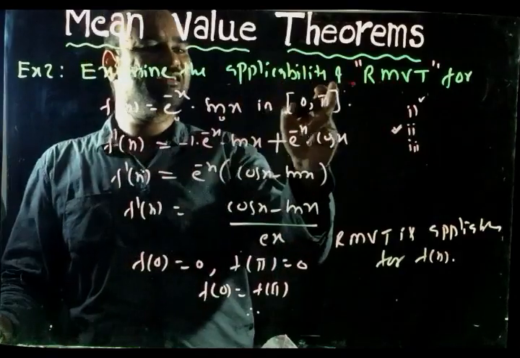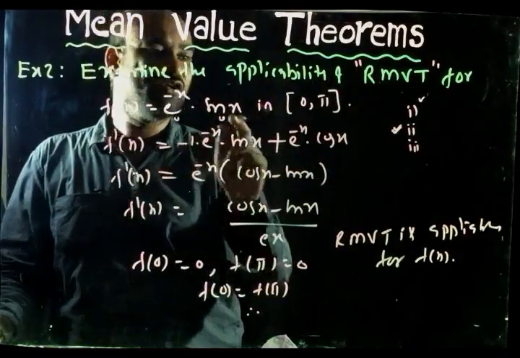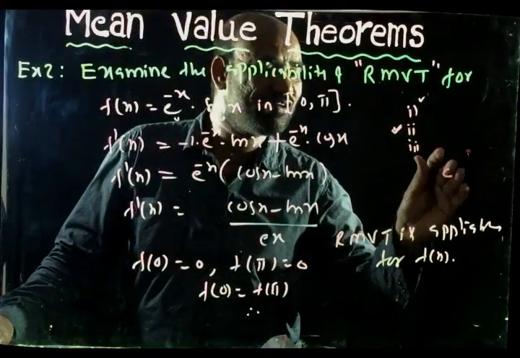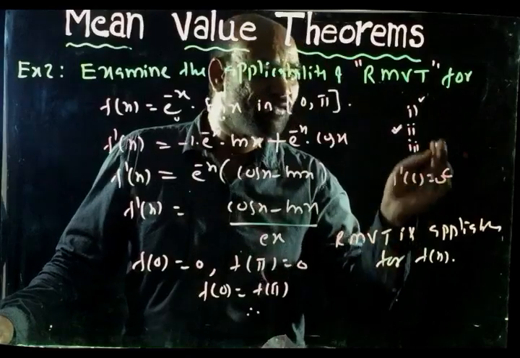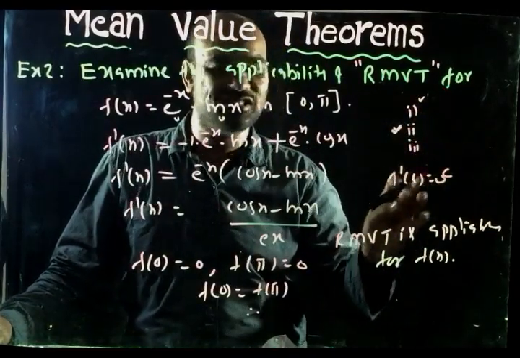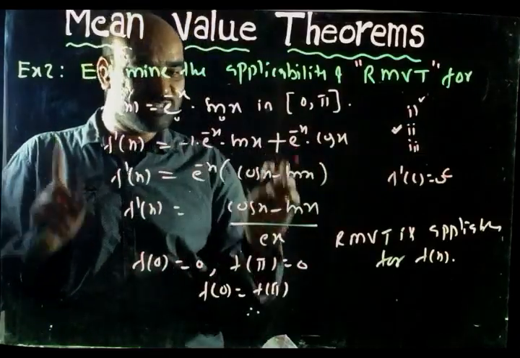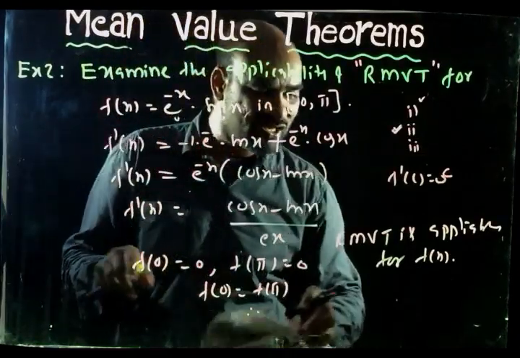Sometimes they will ask questions like this: find a c for the function f of x equal to e power minus x into sin x. We want to find c, meaning f dash of c equal to 0. Such a c should be found. First of all, you need to check these three conditions first. Afterwards, you can find c. For this problem, you want to find c, so we will take f dash of c equal to 0.